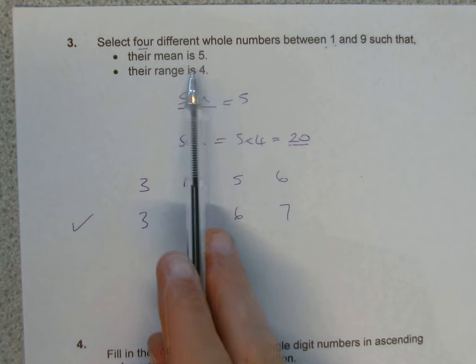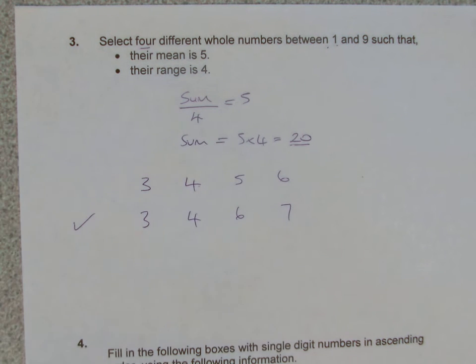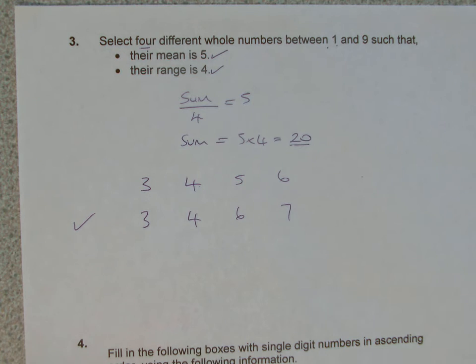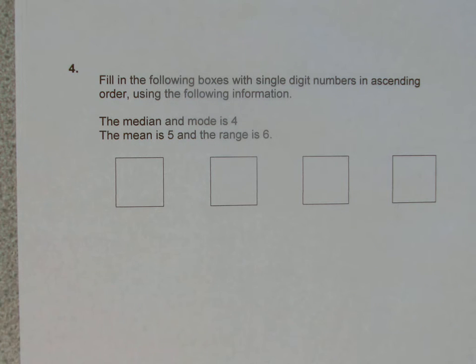Is the range 4? You need to check if it satisfies that. And of course it is, because 7 take away 3 is 4. It works. So the range we've satisfied and the mean is 5. You can check the mean there. Works out right.